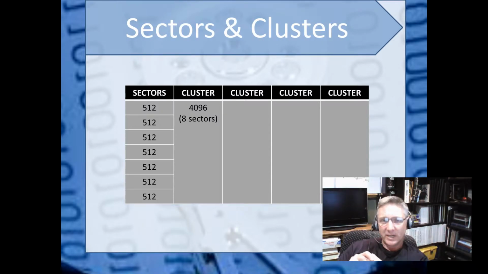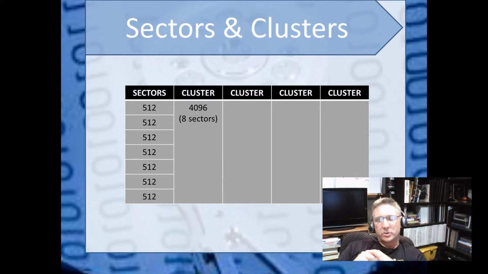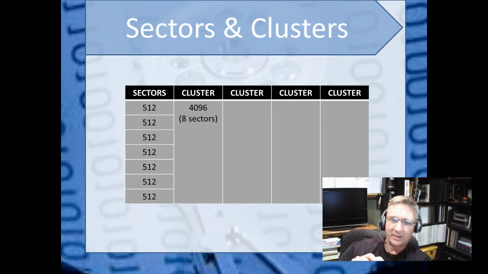There's 512 bytes per sector. There's usually 8 sectors per cluster, and that means there's usually 4096 bytes per cluster. Okay, so a little simple mathematics, some simple multiplication, and you should have that concept down.